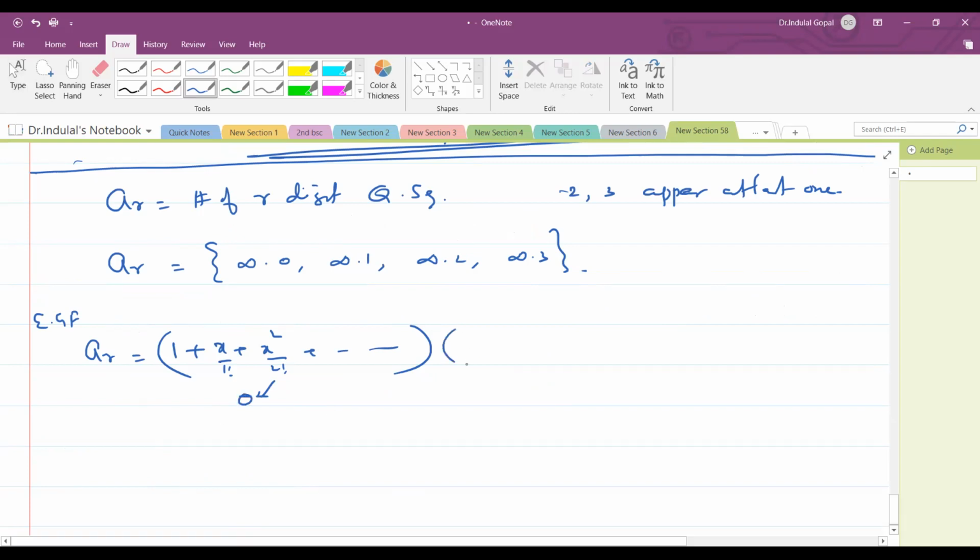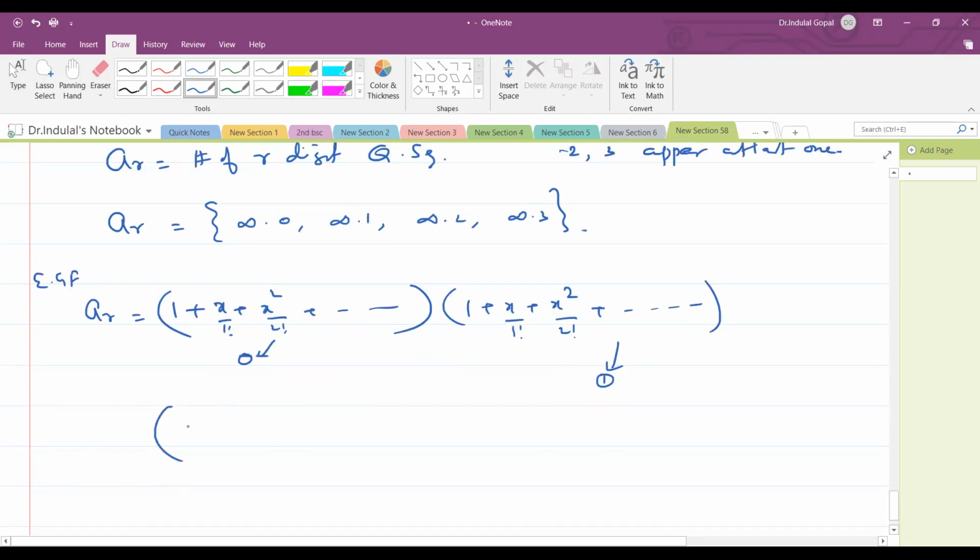Again, for the symbol 1, there is no restriction: 1 plus x by 1 factorial plus x square by 2 factorial plus etc. This is for the symbol 1. But it is said that 2 and 3 appear at least once. So there is no problem of not taking 2 and 3. Take one copy of 2 and permute; the coefficient is the total number of such permutations, that is 1. Take 2 copies of 2 and permute, take 3 copies of 2 and permute, etc. This is for 2. This is for 3: x by 1 factorial plus x square by 2 factorial plus etc.